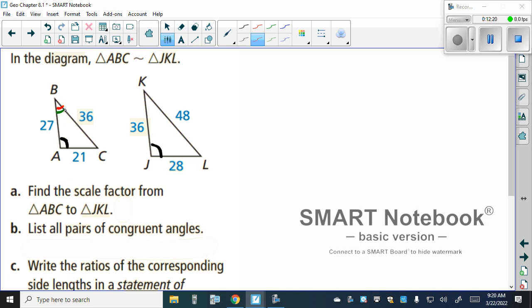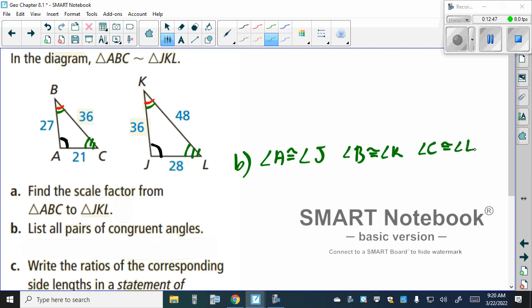Angle B is going to match up to which angle? K. And lastly, angle C is going to match up to angle L. So we can say for our congruent angles, well, angle A is congruent to angle J. Angle B is congruent to angle K. And angle C is congruent to angle L. And we really got that from our similarity statement. The similarity statement will really tell us what that is.